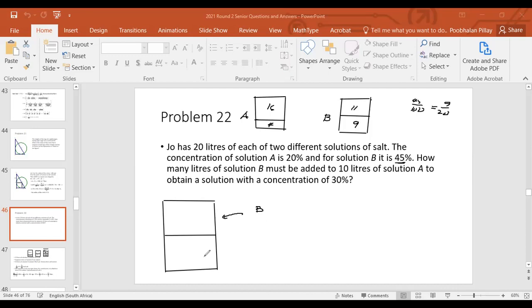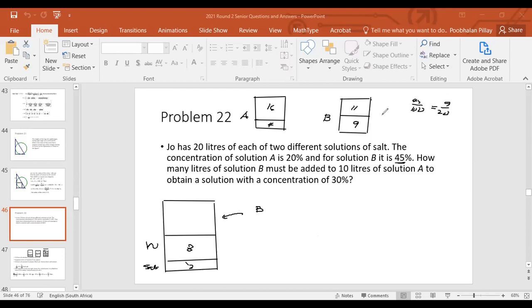Now I want to track the amount of salt here. If the amount of salt in 20 liters was 4, then the amount of salt in 10 liters would be 2. So in this 10 liters, you have 2 liters of salt and 8 liters of water. The salt here is 2 and water is 8. That's what you had originally.